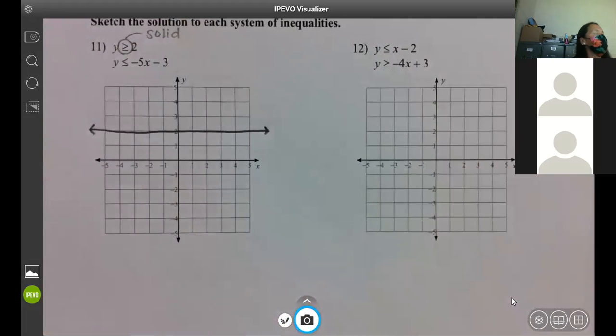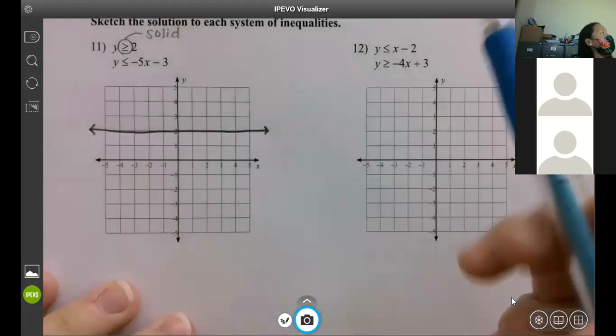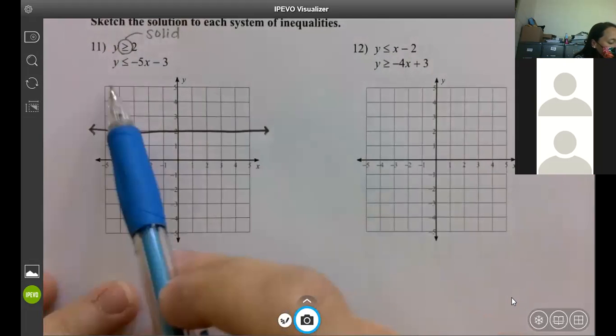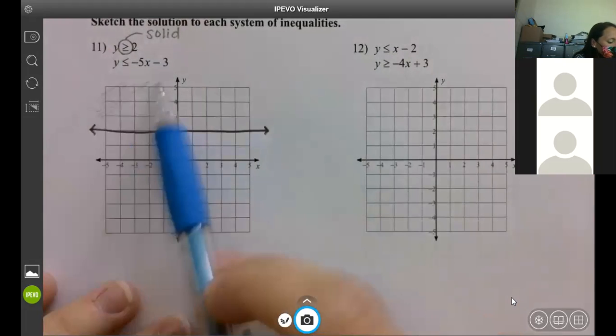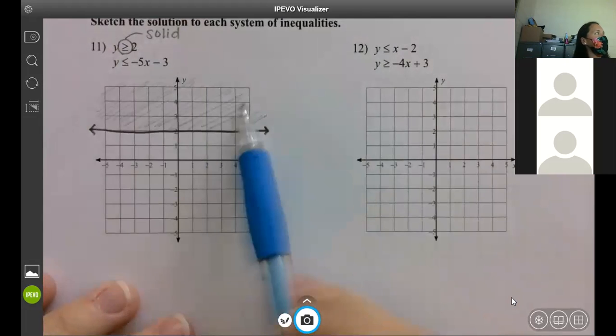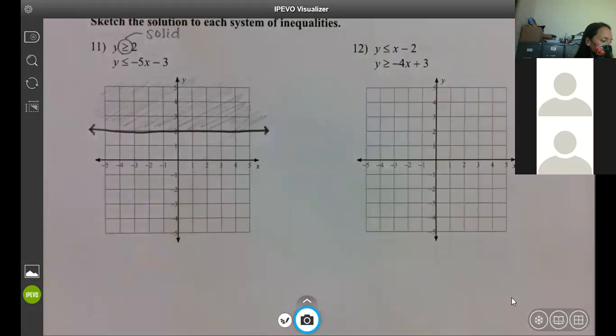This symbol says greater than. So where would I shade? Above or below the line? Greater than, above or below the line? Above. Make it light today so that you can see it, but you just got to trust me. Make it light. Okay, so you guys can see that it's shaded, but I didn't overpower it.